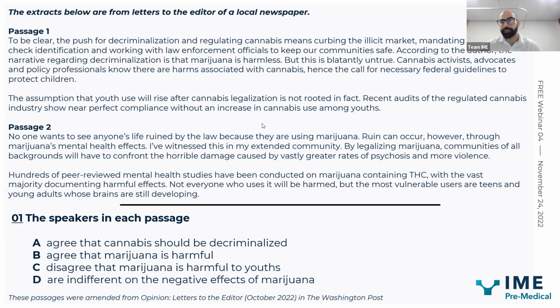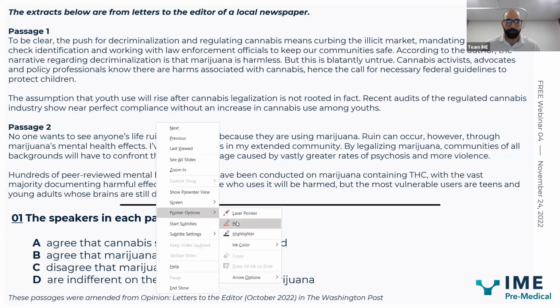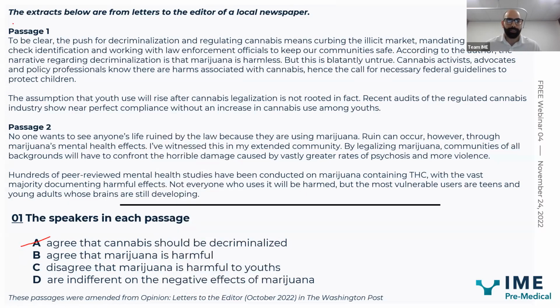And the best advice I can give is to narrow every single option down to 50-50. There are always going to be two options that are obviously incorrect. So if you look here, option A says that cannabis should be decriminalized. If you read both passages, you can see that pretty much only passage 1 is pushing this. So A, if I get my pen out, is definitely incorrect because only passage 1 is agreeing with this.